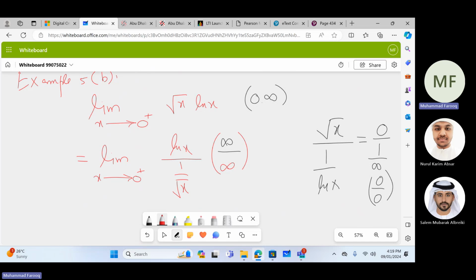Actually, this format, when you say 0 by 0 or infinity by infinity, basically confirms your numerator and denominator so that we can take the derivative. So here, how much is the numerator? Square root x. Please start differentiation. One over root x. Understand? Yes. Divide by. What is my denominator? 1 over ln x. How do I differentiate 1 over ln x? Tell me.